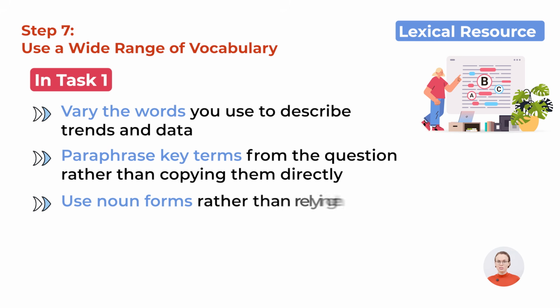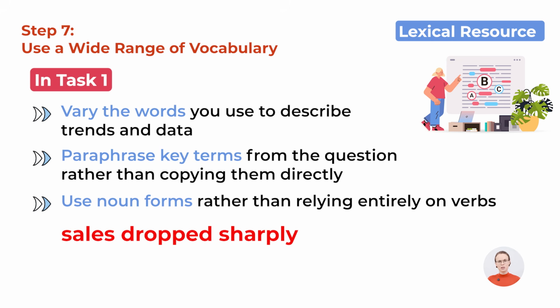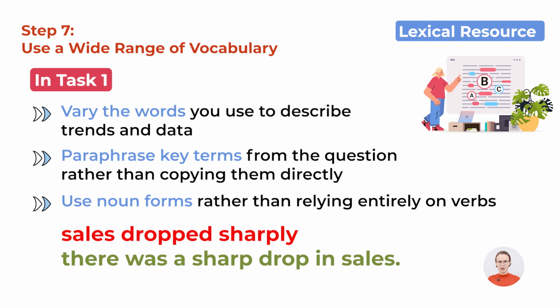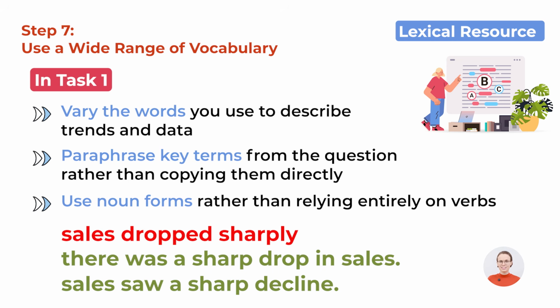You can also use noun forms rather than relying entirely on verbs. For instance, instead of writing sales dropped sharply, you can write there was a sharp drop in sales. Alternatively, you could say sales saw a sharp decline. Mixing verb forms and noun forms is a simple way to add variety to your language.